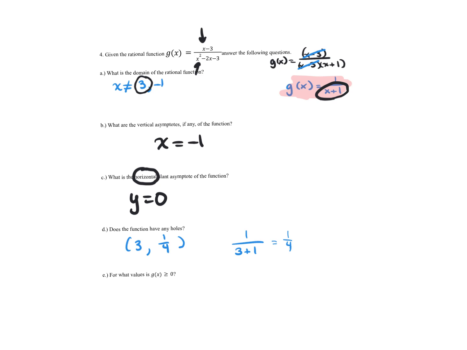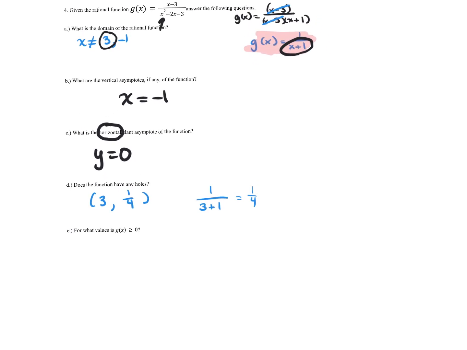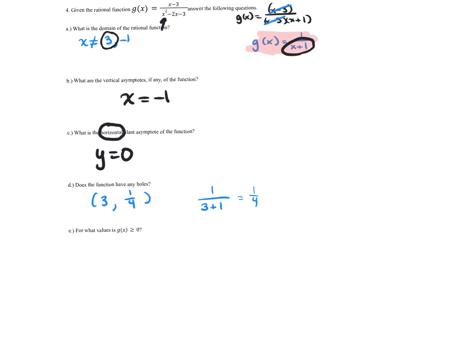Now E is a little trickier, and it kind of incorporates the last kind of problem we did with rational functions, which is: what are the values when g of x is greater than 0? So for this, we're basically trying to figure out when is x minus 3 over (x minus 3)(x plus 1) greater than or equal to 0. So this is when we have to use our sign chart.